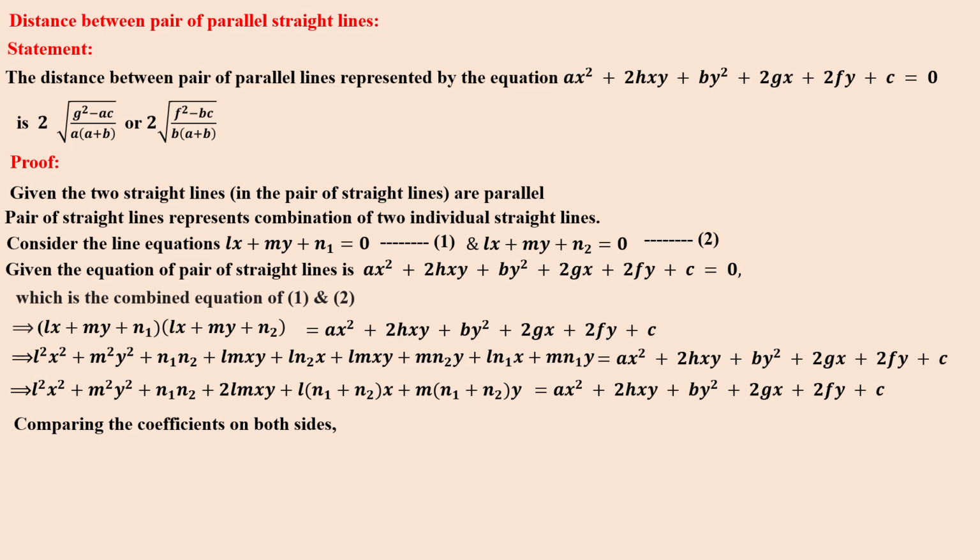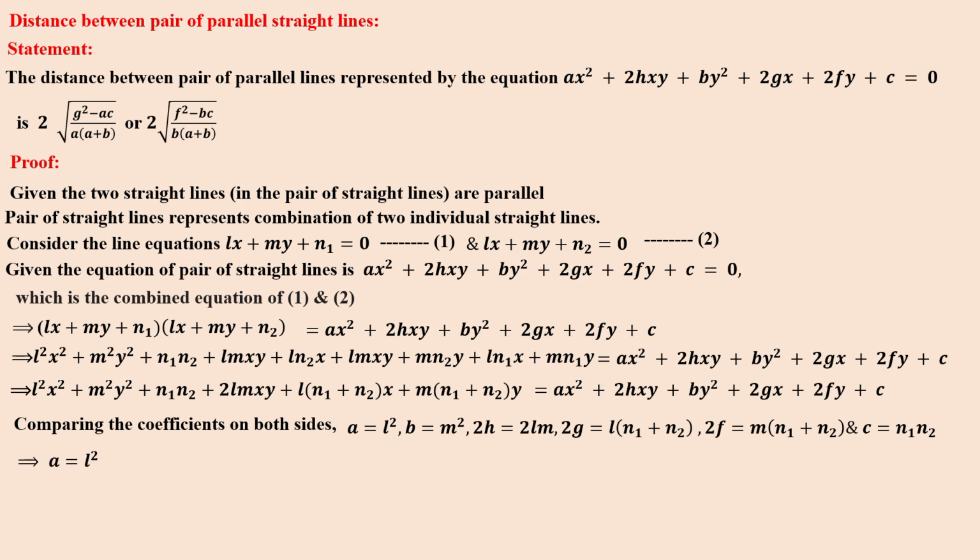Comparing the coefficients on both sides. On the left hand side, x² coefficient is L². On the right hand side, x² coefficient is a. Therefore, a = L². Similarly, y² coefficient, b = m². Then xy coefficient, 2h = 2Lm. Then x coefficient, 2g = L(n1 + n2). Similarly, y coefficient, 2f = m(n1 + n2). Then constant term, c = n1n2.